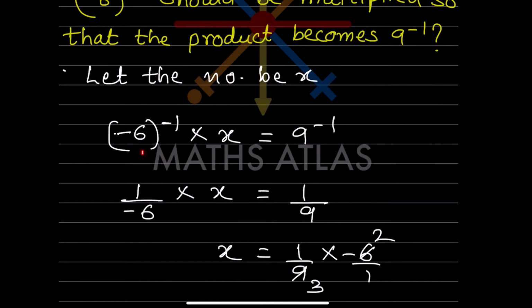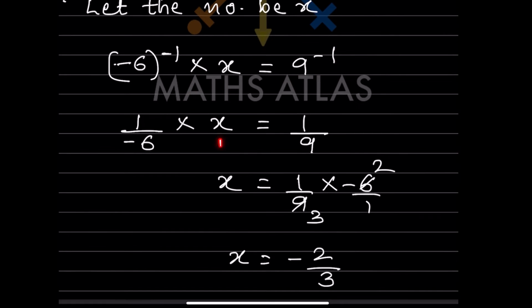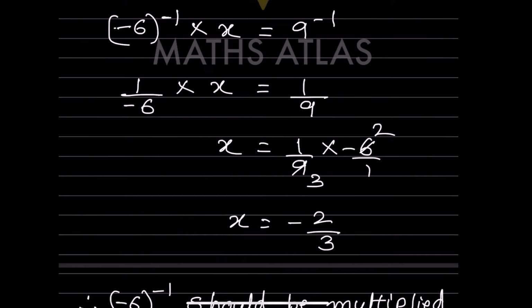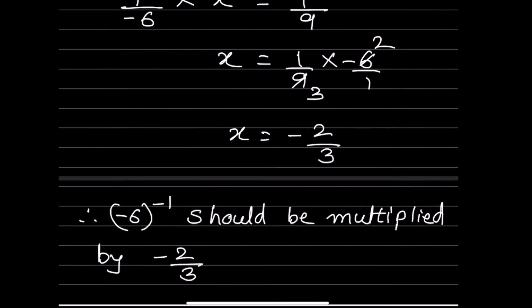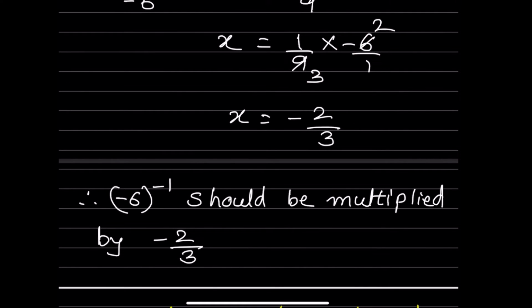So that will be 1 by minus 6. This is the same. This again we can make positive, that will be 1 by 9. So now x will be, this is on its place. If this goes to the other side, it is going to flip over, that will be minus 6 by 1. So here we can simplify this, 3 twos are 6 and 3 threes are 9. So this is going to be minus 2 by 3. So we get the value of x as minus 2 by 3. Therefore, minus 6 raised to minus 1 should be multiplied by minus 2 by 3.